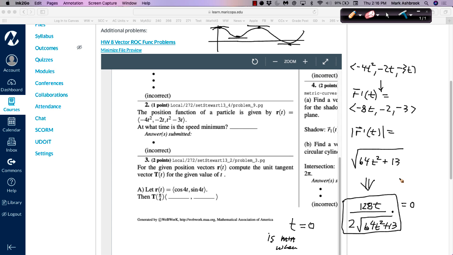Yeah, so you got your speed function, and then you got to use a Calc 1 idea: to minimize a function, you take the derivative and set it equal to 0. Okay, so we'll move on here.